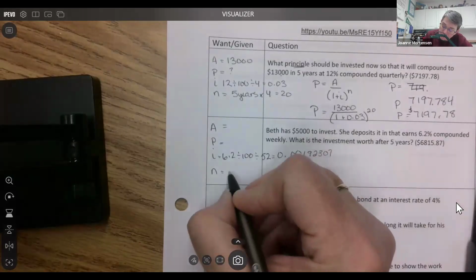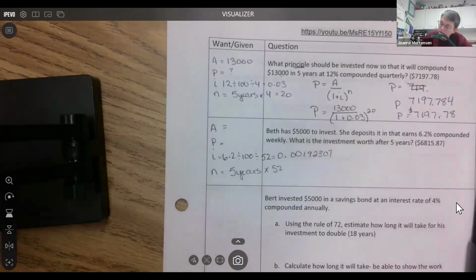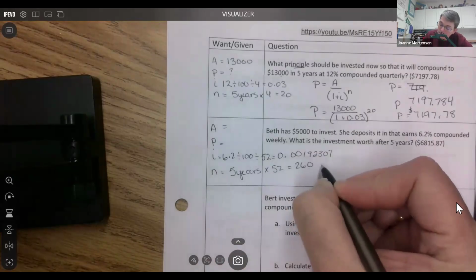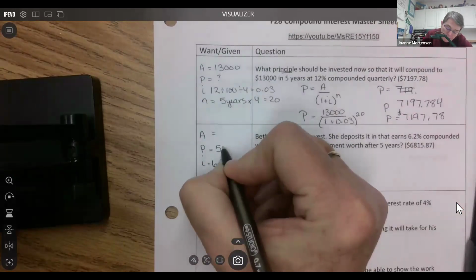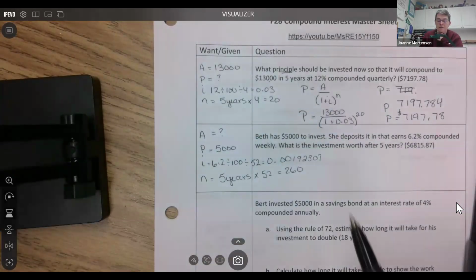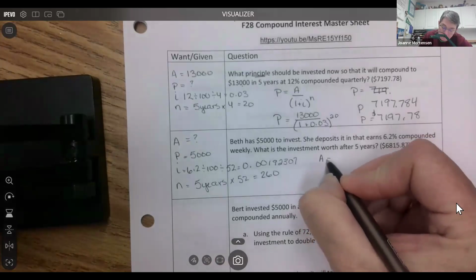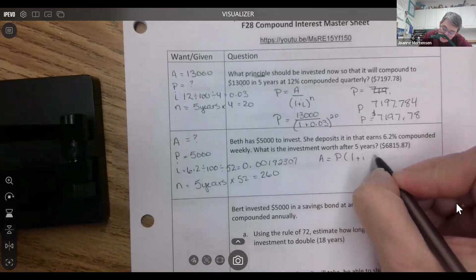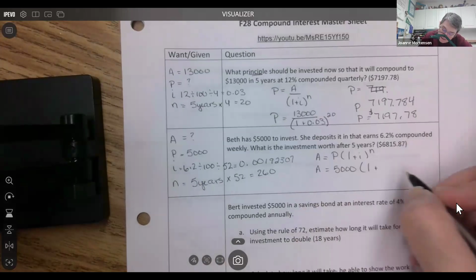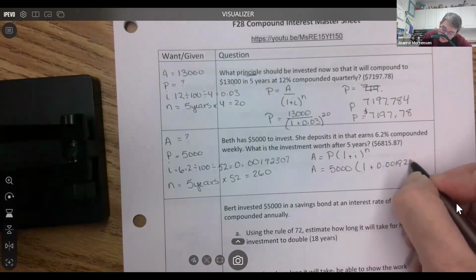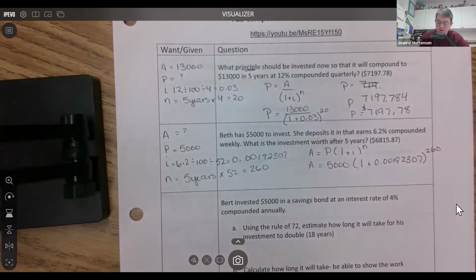My N is 5 years, so that's going to be 5 years times 52, which is 260. Yep. Now, she has this amount to invest at the beginning, so that is my principal. So my A is what I'm looking for, and if I consult my formula sheet, which is already up here, I get to use this one. So A is equal to P(1 plus i)^n, is 5,000 as principal, 1 plus 0.00192307 to the 260. All right, that'll work.